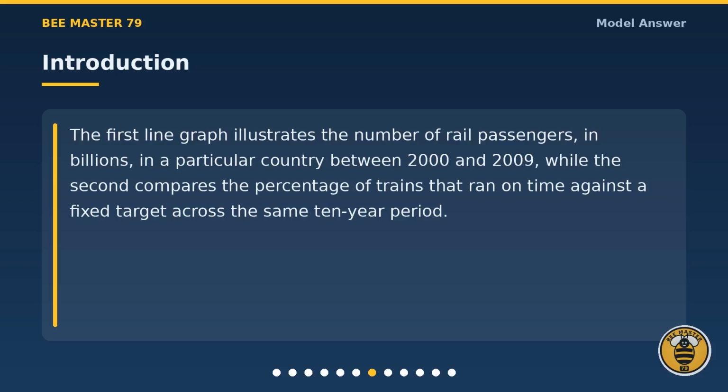The first line graph illustrates the number of rail passengers in billions in a particular country between 2000 and 2009, while the second compares the percentage of trains that ran on time against a fixed target across the same 10-year period.